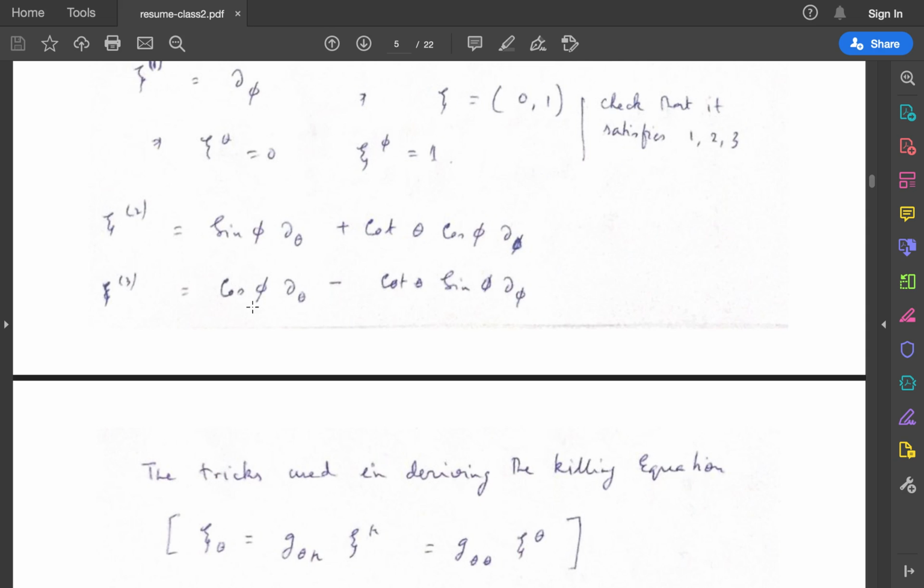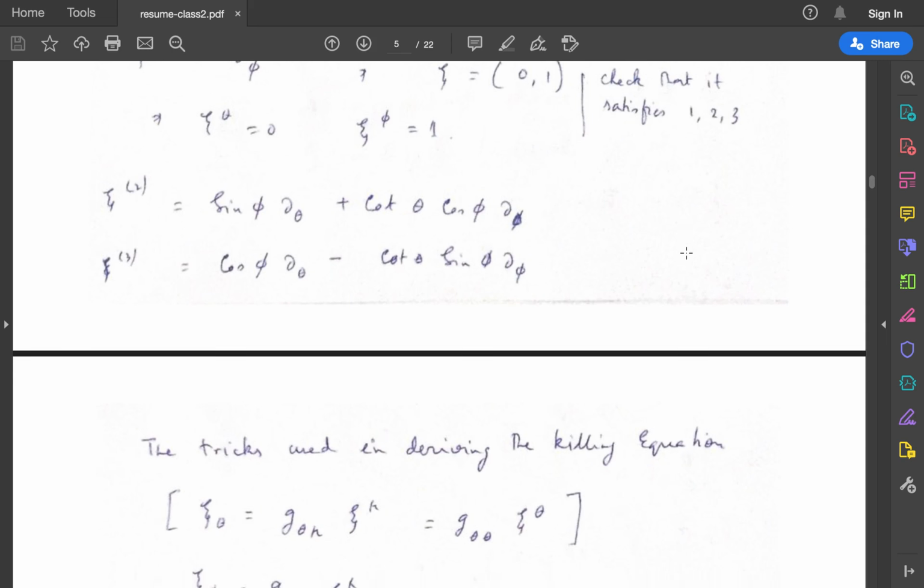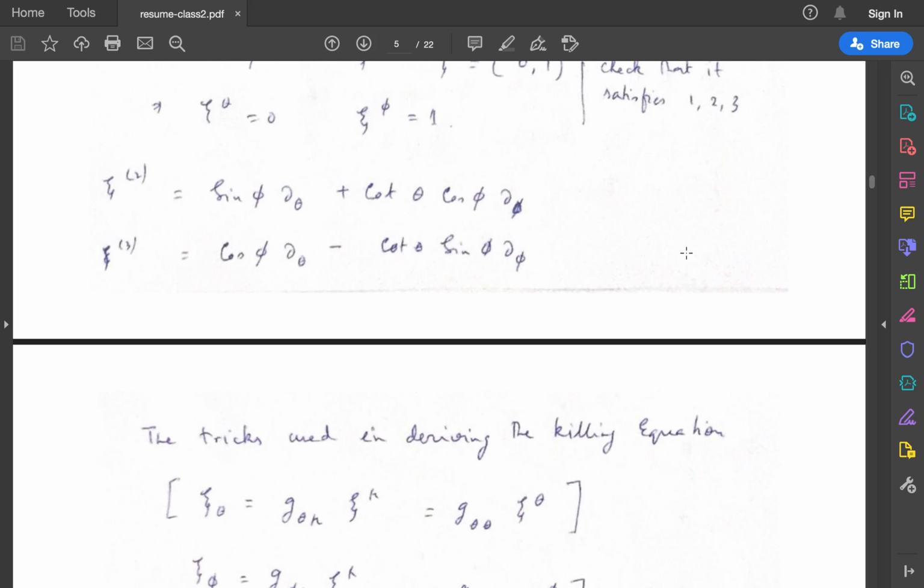And the third vector which satisfies the three equations is cos phi del theta minus cos theta sin phi del phi. So these three linearly independent vectors satisfy all three equations, and therefore for a metric on a two-sphere, we have three Killing vectors given by the three rotational symmetries of the metric. So you see that the Killing vectors are related to the symmetries of the metric, and which can only be obtained by taking the Lie derivative.